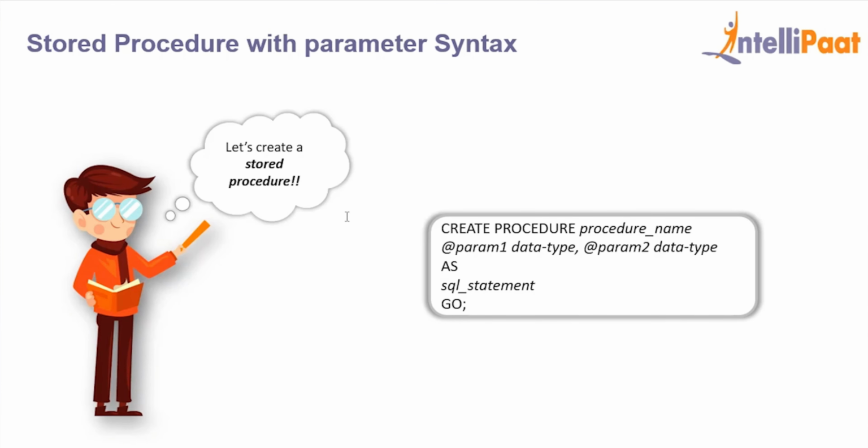Now we can also pass parameters to the procedure. So the syntax for this is just slightly different. Here after giving the procedure name, we follow it up with the list of parameters and their corresponding data types. So let's create a procedure with a parameter now.